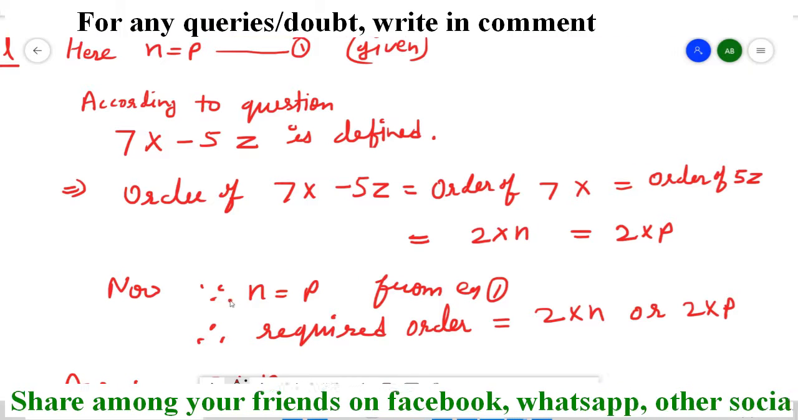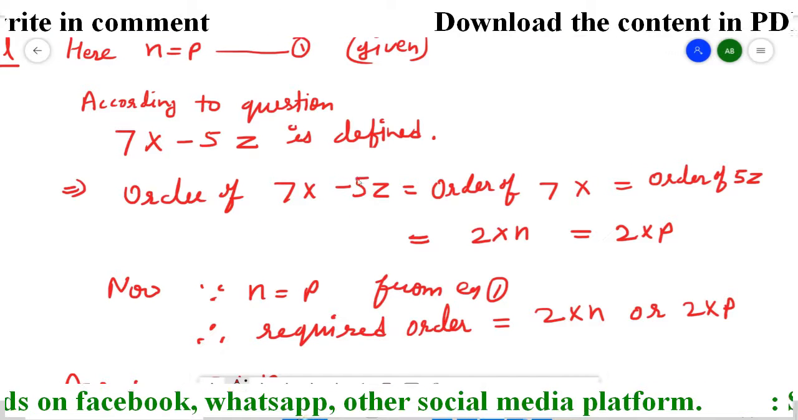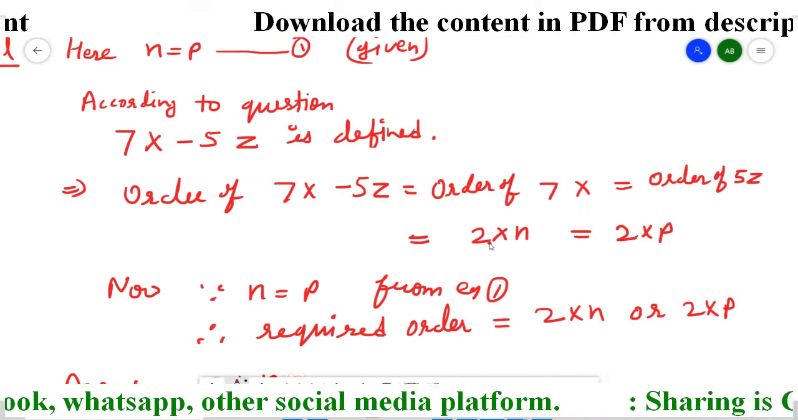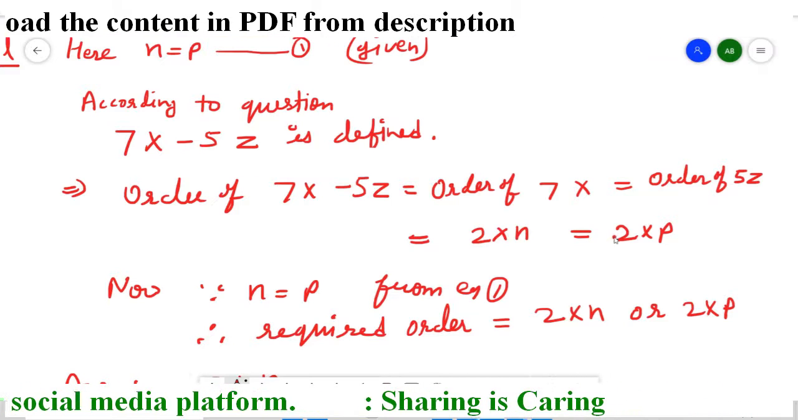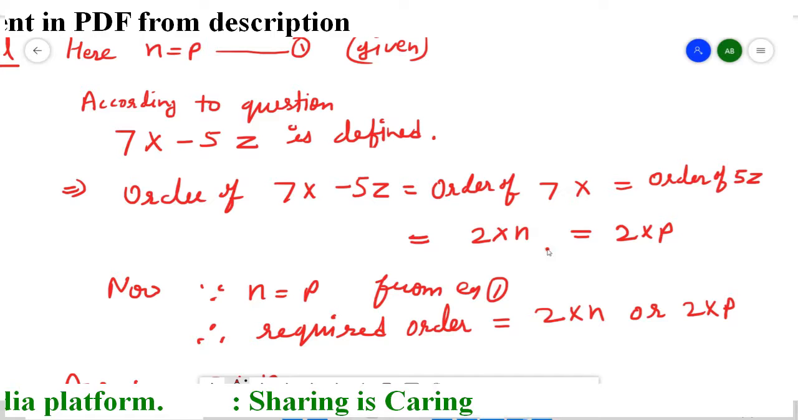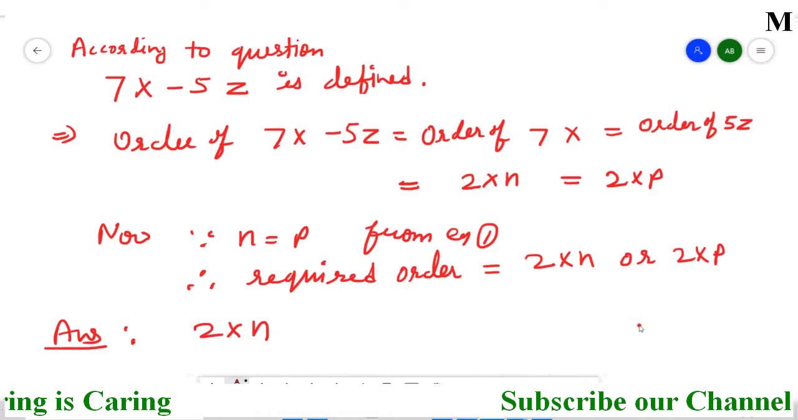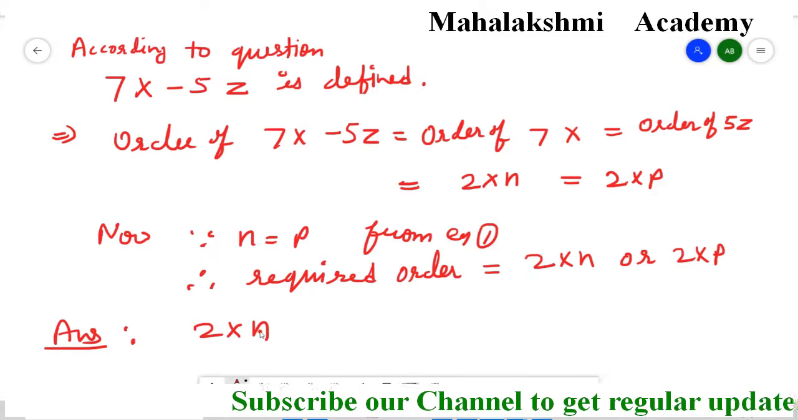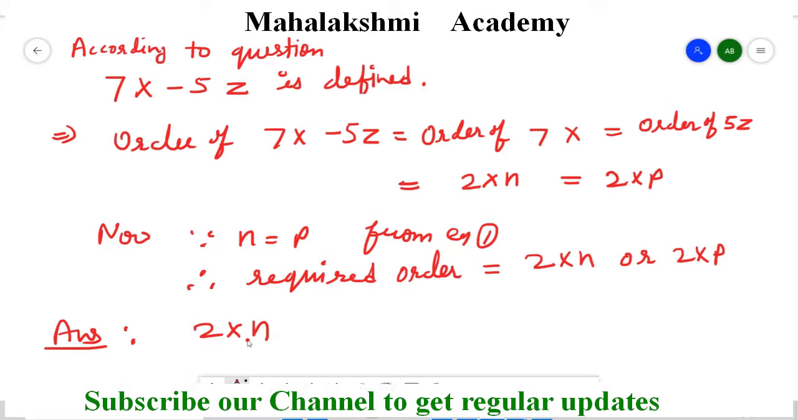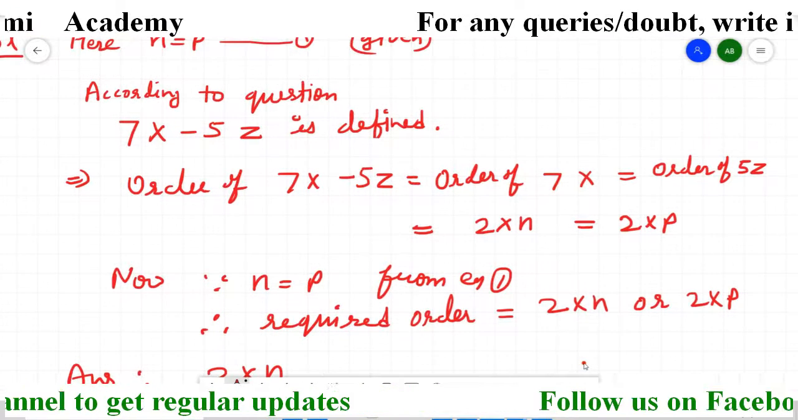So since n and p are equal, the required order of this matrix is going to be either 2 by n or 2 by p, which means the same. Now when we see all four options, among them only 2 by n is present, so I selected this option. So that's our answer. I hope it's clear to you.